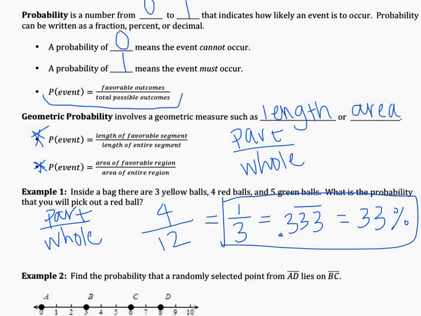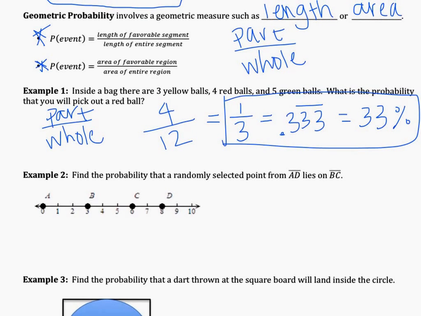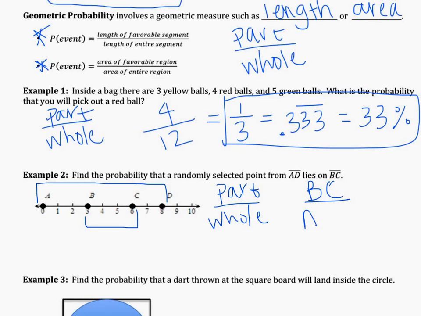So that was dealing with just regular probability. Let's go to the second example that is dealing with length. It says find the probability that a randomly selected point from the line segment AD lies on the line segment BC. Okay, so this is dealing with length. We want the length of the favorable segment first. That's going to be our part, which is BC, over the whole, which is our line segment AD.